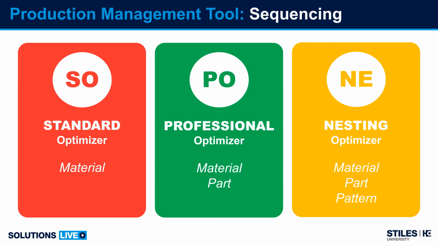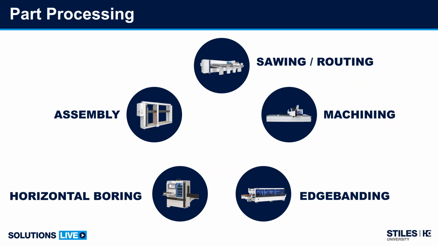So here we go. In an ideal shop, what do we want? We want the parts to flow in some sort of orderly fashion from our saw or our router to the machining center, if you have one, your edge bander, your horizontal boring machine, and assembly. That would be ideal, right?